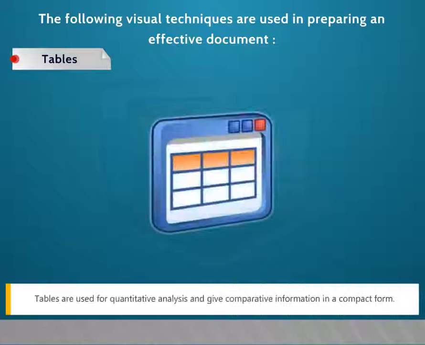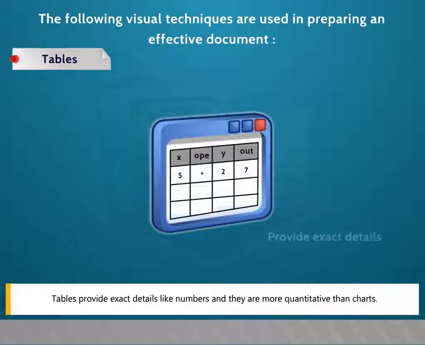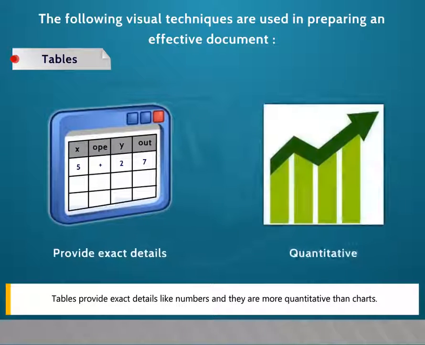Tables. Tables are used for quantitative analysis and give comparative information in a compact form. Tables provide exact details like numbers, and they are more quantitative than charts.